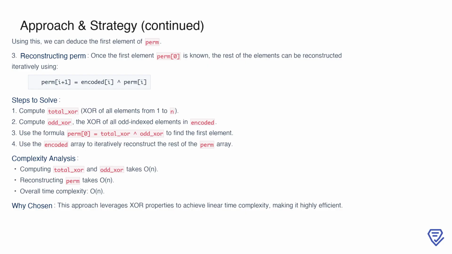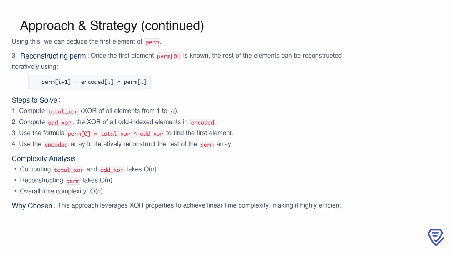By combining these, we can deduce the first element of the permutation using the formula perm[0] = total_XOR ^ odd_XOR. Once we have the first element, the rest of the permutation can be reconstructed iteratively. Each subsequent element is derived using the relationship perm[i+1] = encoded[i] ^ perm[i]. This step-by-step reconstruction ensures that we efficiently decode the permutation without needing to generate all possibilities.